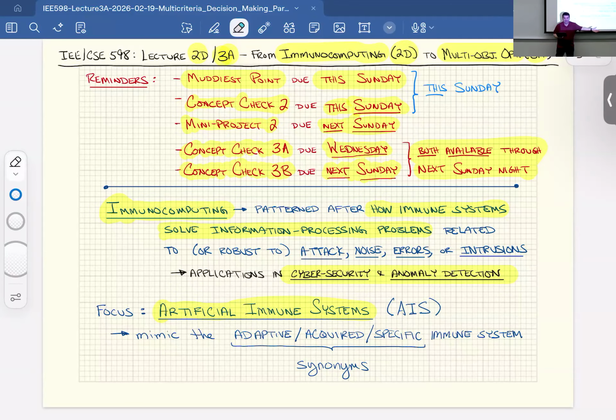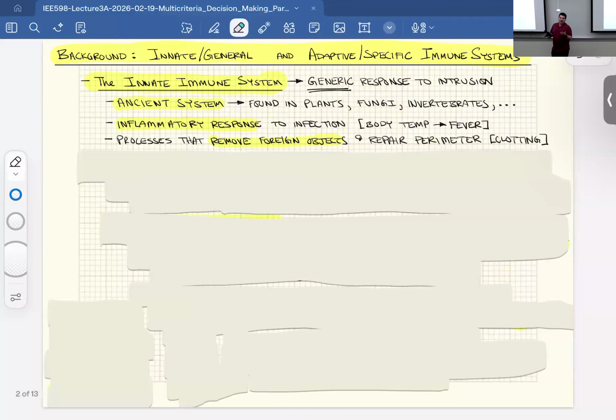So I mentioned that when we talk about immune systems in biology, there's two major categories. There's the innate immune system. If you look at the metabolic pathways, the chemicals involved, the genes involved, you can trace these all the way back to very, very ancient parts of the tree of life. You can find the exact same components in your innate immune system, in fungi, in plants, in other vertebrates, and in invertebrates. So very ancient, highly conserved.